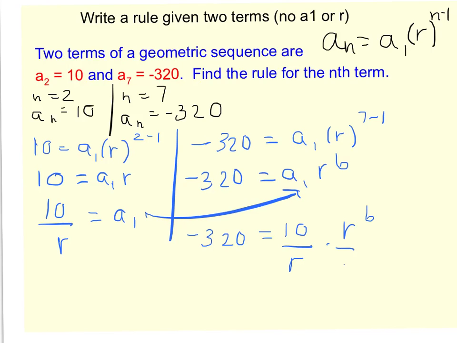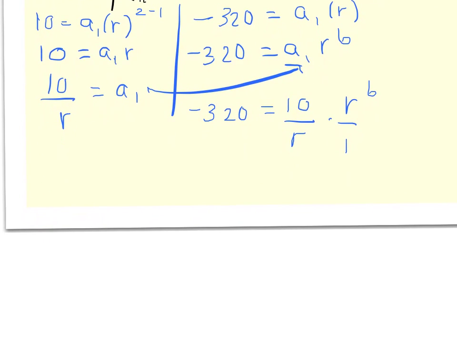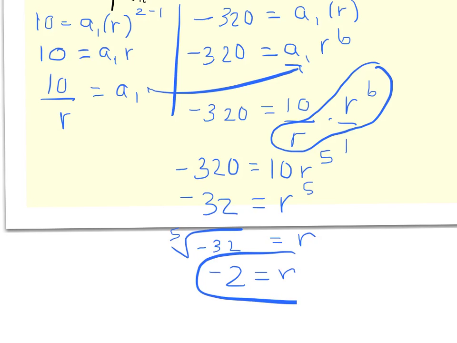Just to make sure you see this okay, I'll put that r to the 6th over 1. Then I can cross-reduce my r's, so this is really negative 320 equals 10 r to the 5th. Then I divide by 10, so negative 32 equals r to the 5th. Take the fifth root of both sides, which works out nicely: the fifth root of negative 32 is negative 2. And there's my common ratio.